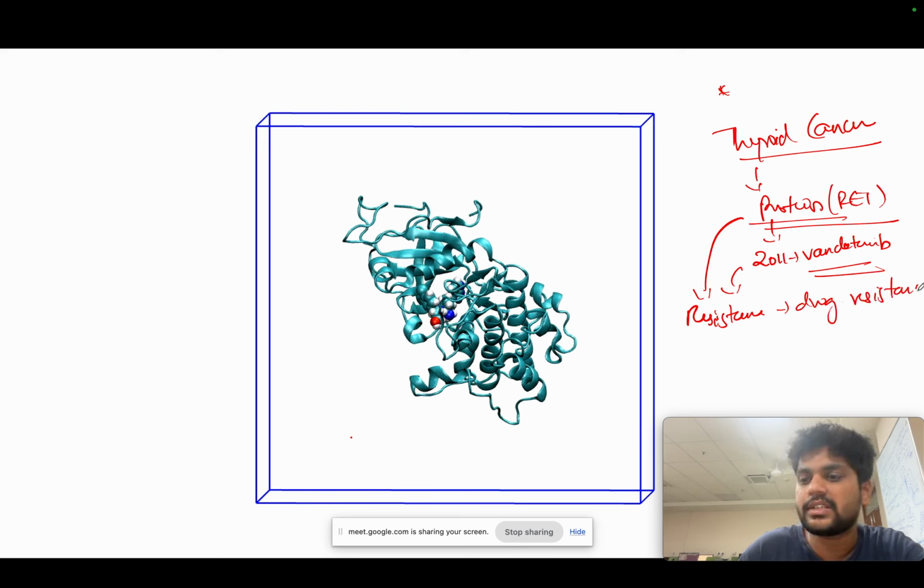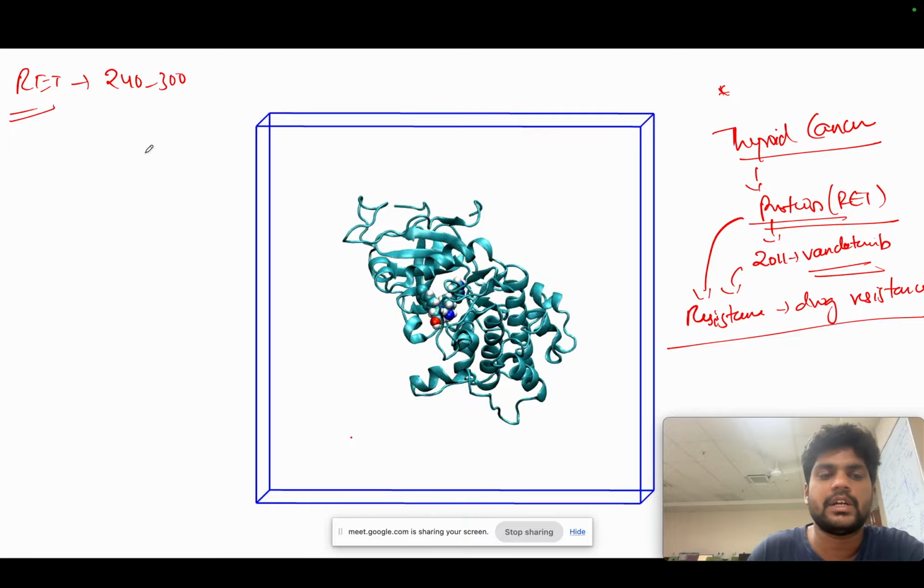You know the drug resistance, right? Yes, sir. So now it has attained the drug resistance, and when I did the literature survey, I found that the RET protein has, suppose, around 240 to 300 amino acids. I don't remember exactly now. Say, assume it has 260 amino acids.